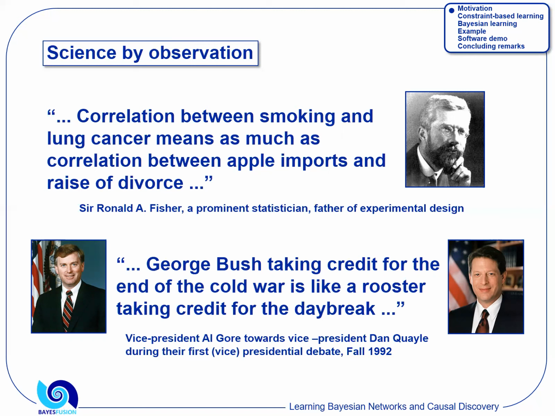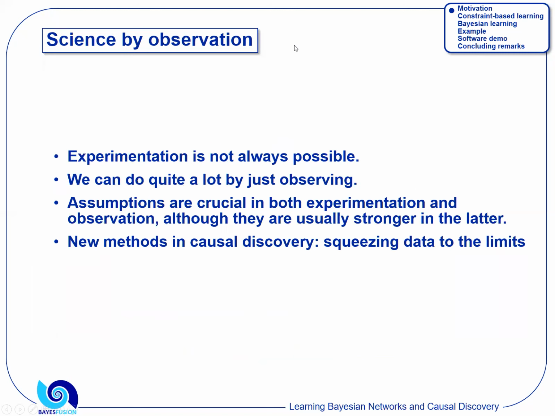He was saying essentially that my running mate, George Bush Sr., caused the Cold War to stop. The fall of the Berlin Wall, the end of the Cold War, that was the work of George Bush Sr. And Al Gore, who was very quick with language, said the following: it's essentially a common cause. It's like a rooster causing a daybreak. It's a common cause, right? Or correlation and not causation. Experimentation is not always possible, and we can do a lot by observing.